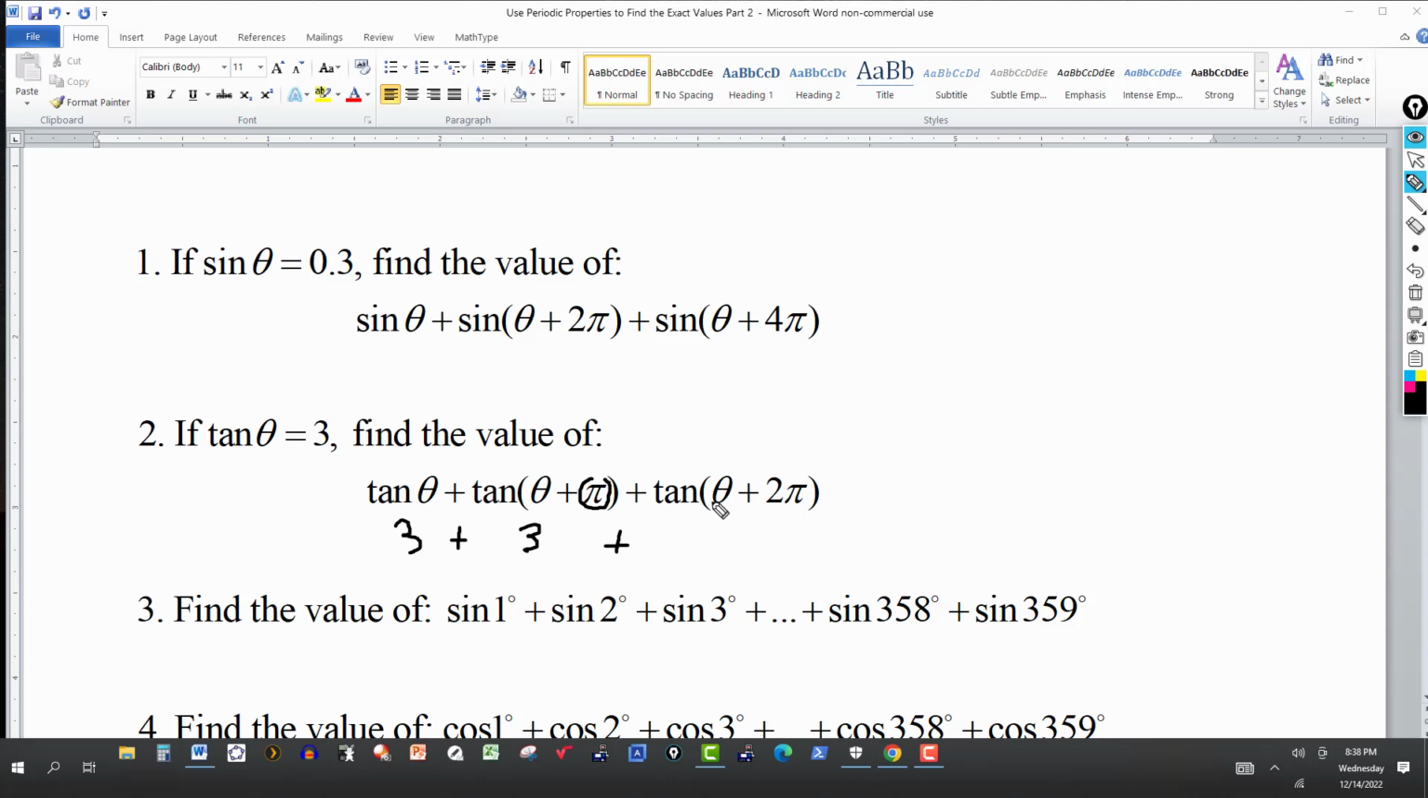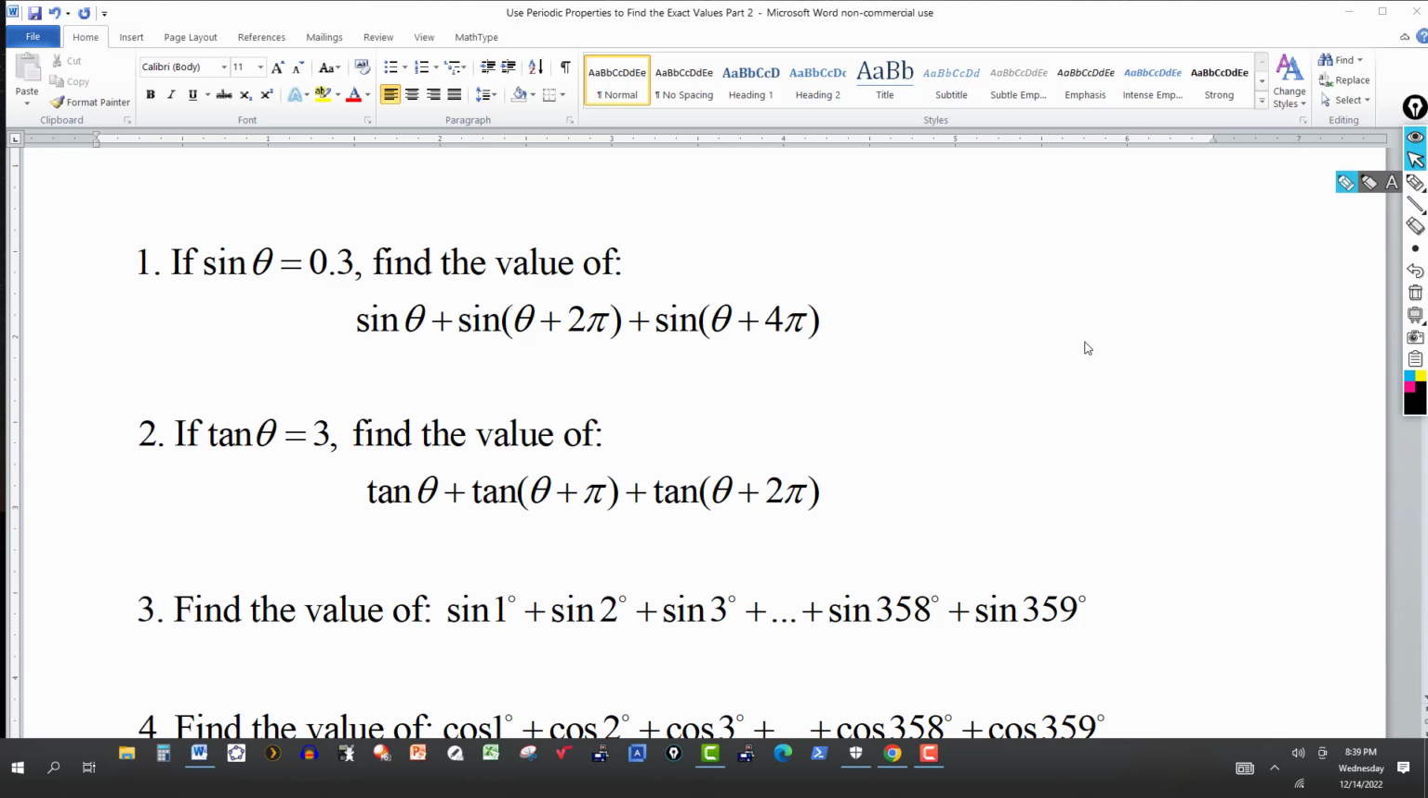The next one, again, has a multiple of the period, pi. So it's just 2 times pi. Adding a multiple of the period to theta doesn't change the tangent of theta plus 2 pi. It's still going to be tangent of theta, and the tangent of theta is 3. So 3 plus 3 plus 3 gives us 9. And there we have it.